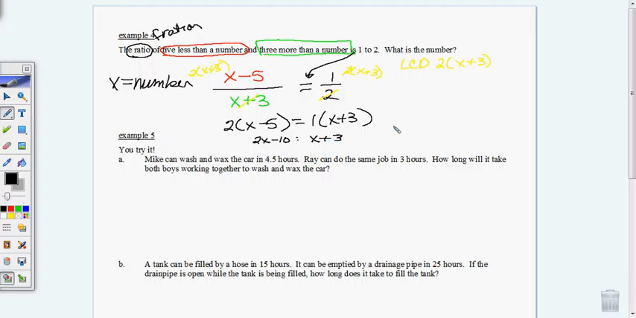Okay, so figure that out. Oops, come on up here, I ran out of space. x is going to equal 13. And after that, it just said, what's the number? The number's 13. That's my only answer.